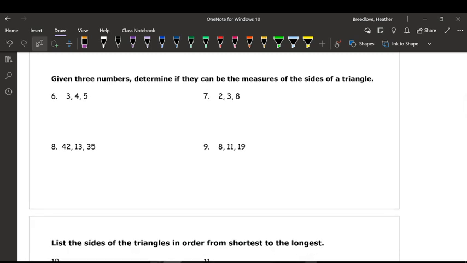So number 6. Given 3 numbers, determine if they can be the measures of the sides of a triangle. So if my measures are 3, 4, and 5, I'm going to take the two small pieces, 3 and 4, and add them together. So 3 plus 4 is 7. Is 7 greater than 5? Yes, it is. So yes, I can make a triangle with those pieces.